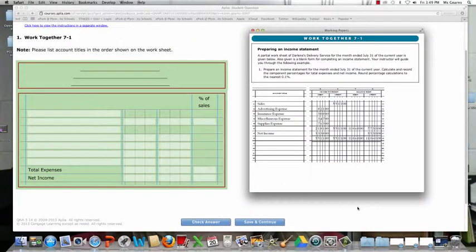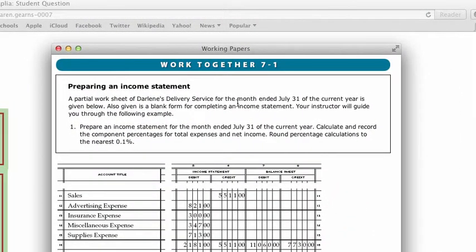Problem, we're going to prepare an income statement. The directions say, a partial worksheet of Darlene's delivery service for the month ended July 31st of the current year is given below. Also given is a blank form for completing an income statement. Your instructor will guide you through the following example. Number 1, prepare an income statement for the month ended July 31st of the current year. Calculate and record the component percentages for the total expenses and net income. Round percentage calculations to the nearest 0.1%.